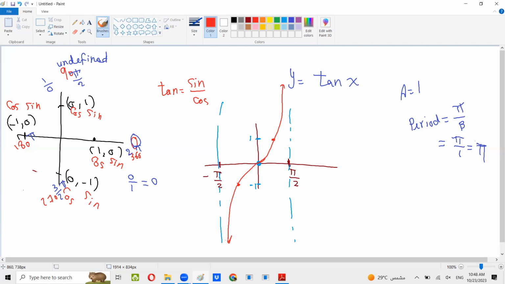Here is missing. Why missing? Because it's an undefined value and you know it. It's 1 out of 0, it's undefined. So you will make a line here. The graph didn't touch this line and also didn't touch the second. And amplitude is 1 means that the curve will be at 1 and go up, and go to -1 and down. Yes.